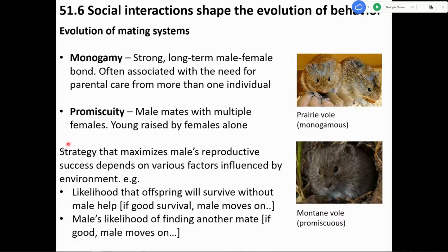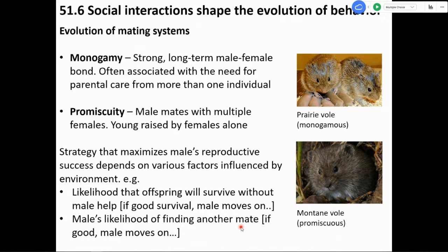And this is controlled by their environment. So the strategy that maximizes the male reproductive success depends upon various factors. For example, if you live in an environment with a likelihood that offspring will survive without the male's help, so if the offspring have got a good chance of surviving even if I run away, then there's an incentive for the male to run away and mate somewhere else as well. And it also depends upon the male's likelihood of finding another mate. So if you've got a good chance of finding another mate, then you move on as well.